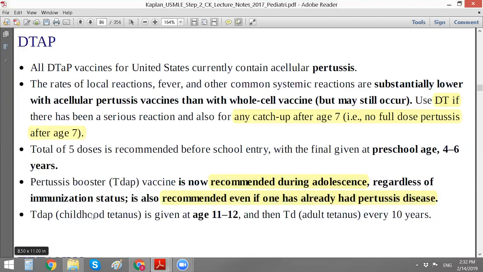Okay. And Tdap, for childhood tetanus, is given at age 11 to 12, and then Td every 10 years. Okay, they are giving it every 10 years.